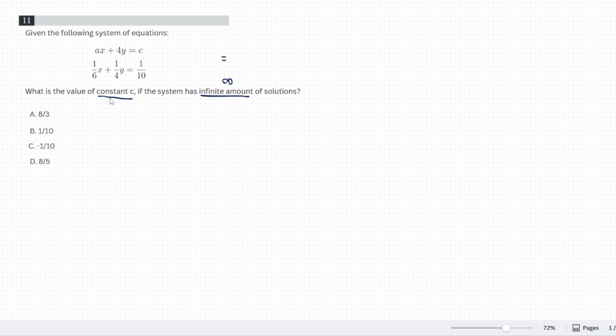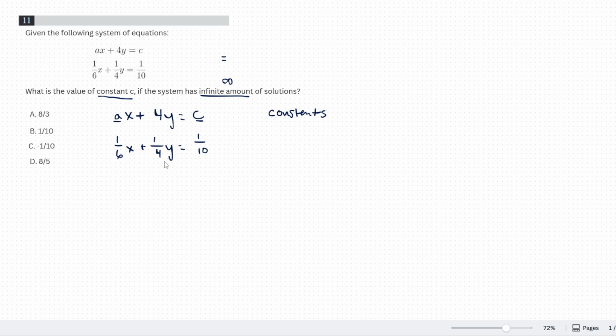So first thing we can do is we can kind of look at our equations here. So we have a constant a, x plus 4y is equal to c. And then we have our second equation is 16x plus 1/4 y is equal to 1/10. Well, our variables here of a and c are both constants, so that just means it's just a number, any number. So we can see that our x terms actually equal each other already because a is just represented as a constant. So a can be 1/6 in this situation and they'll be equal.